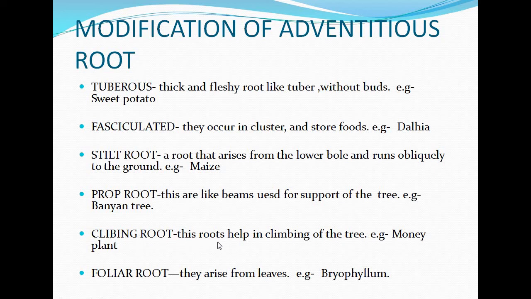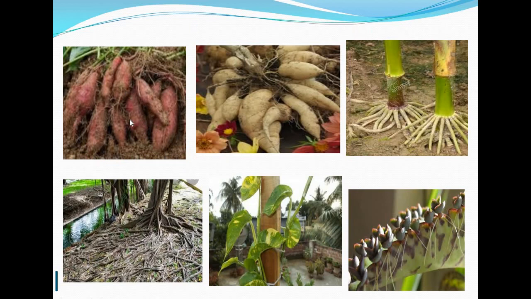Climbing root, these roots help in climbing of the tree, like money plant. Foliar roots, these arise from leaves, like Bryophyllum. Here is the sweet potato root, dahlia root, maize root, banyan tree root, money plant root, and Bryophyllum's root.